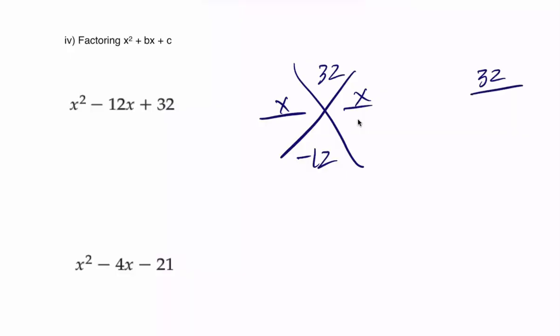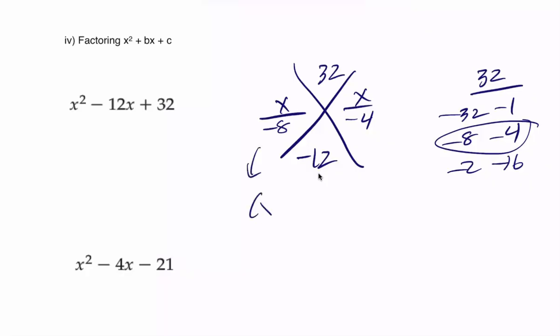Over here, find things that multiply to get 32 but add to get negative 12. Again, it's positive, so it has to be the same sign. So it has to be like 32 and 1, 8 and 4, 2 and 16. Oops, they should all be negative. It's the only way you can multiply to get it positive but add to get negative. So it's 8 and 4.